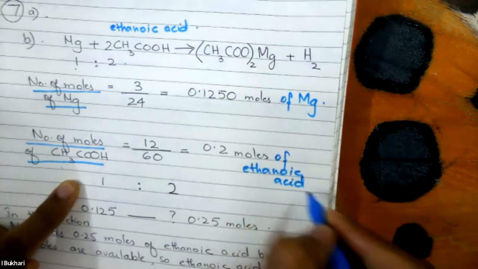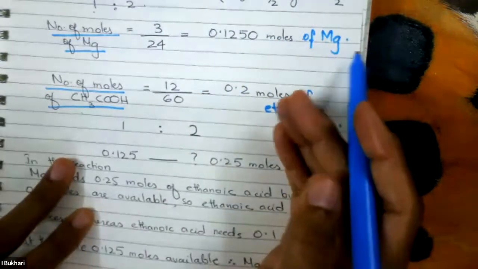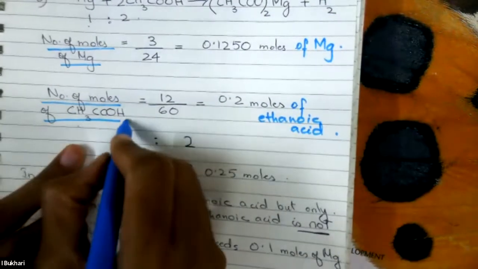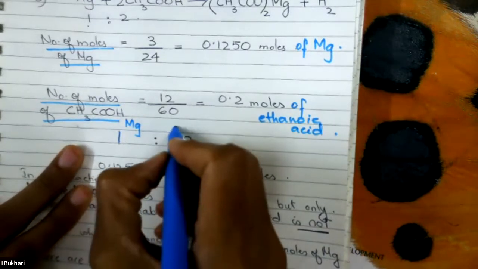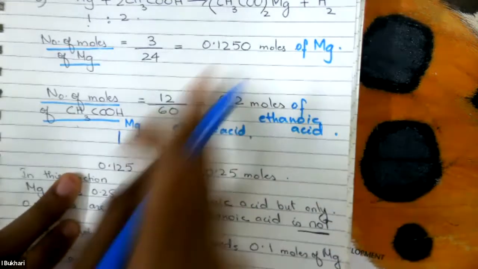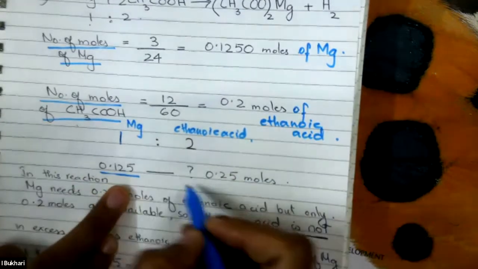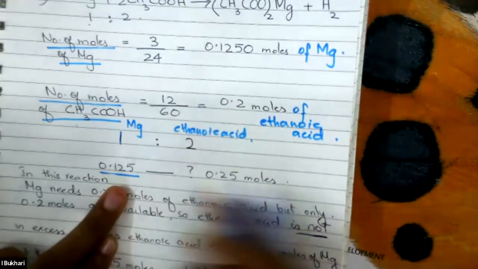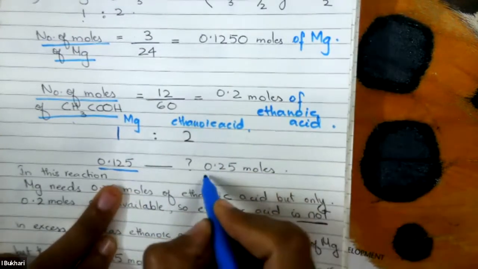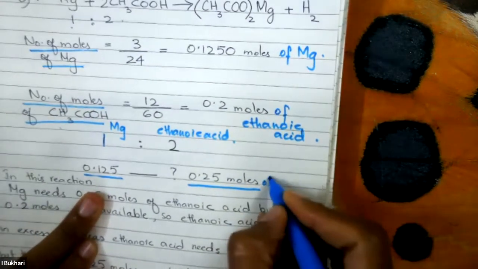Now we will use the ratio. You can use any one of them, whichever you feel comfortable with. You write down the ratio 1:2. 1 is for magnesium, 2 is for ethanoic acid. I am using magnesium, so I use this value 0.125. I find out according to the ratio how many moles we should have. So I found out that I should have 0.25 moles of ethanoic acid according to the ratio.